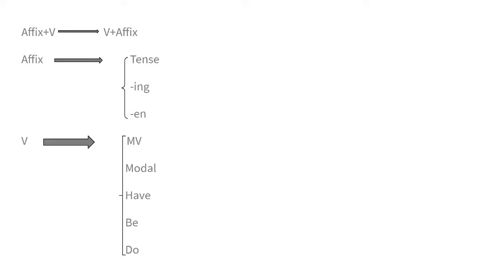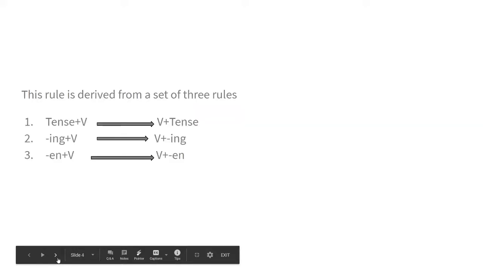So first, what all things can come under affix? Tense, ing, that is progressive tense, and en, that is perfective tense, can come under affix. Under verb, what all things come? Main verb, modal, have, be forms, and do also come under verb.